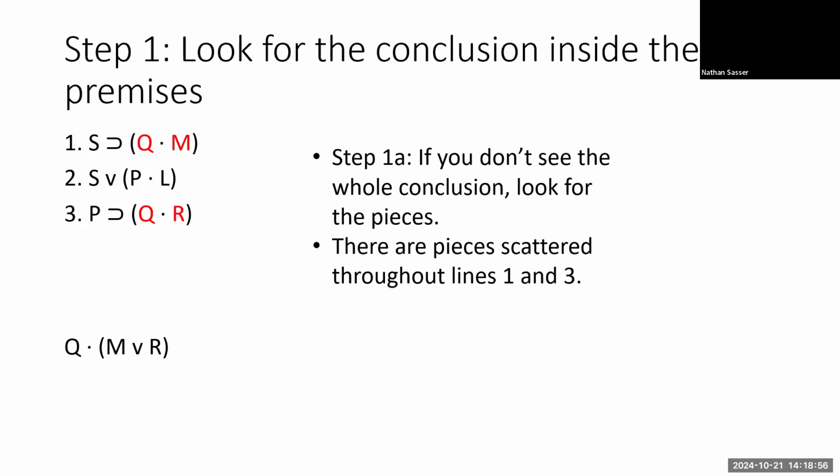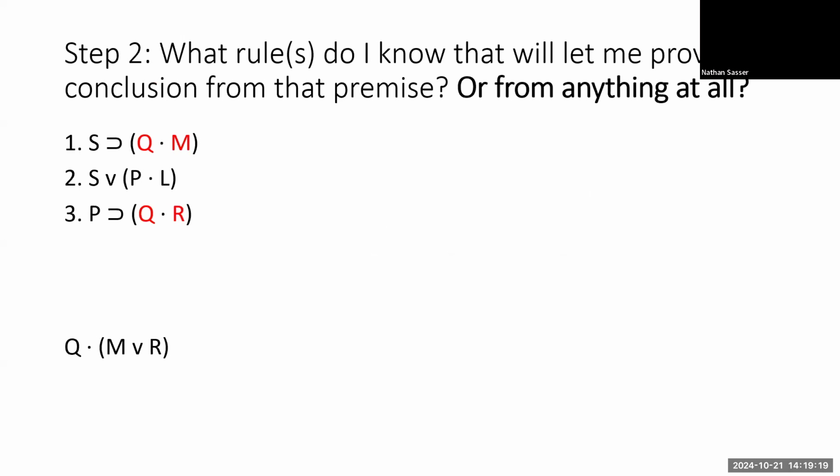Step 1 is still look for the conclusion inside the premises. Now, we don't see our whole conclusion anywhere inside the premises, but we do see the pieces scattered about. And namely, we see the simple statements Q, M, and R scattered through premise 1 and 3. All right, so what are we going to do with that? Well, step 2 is, what rule do I know that will let me prove my conclusion from that premise?